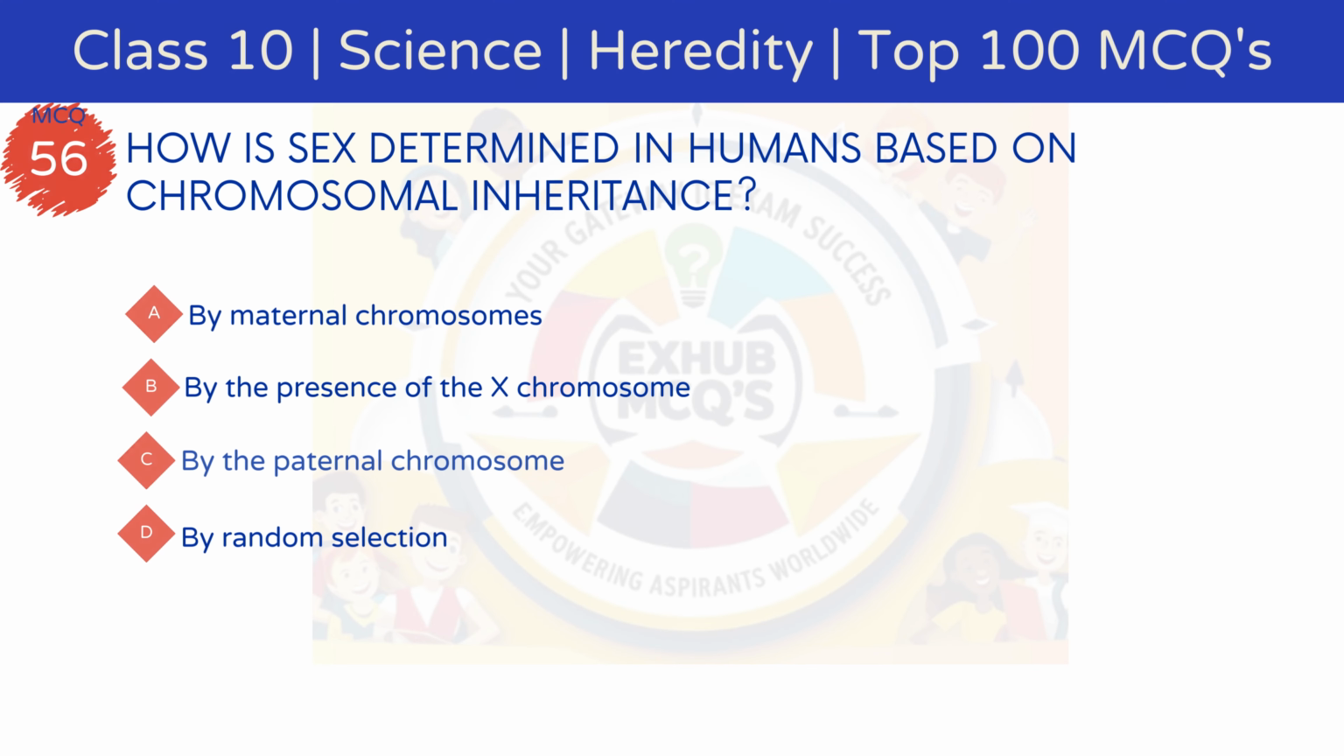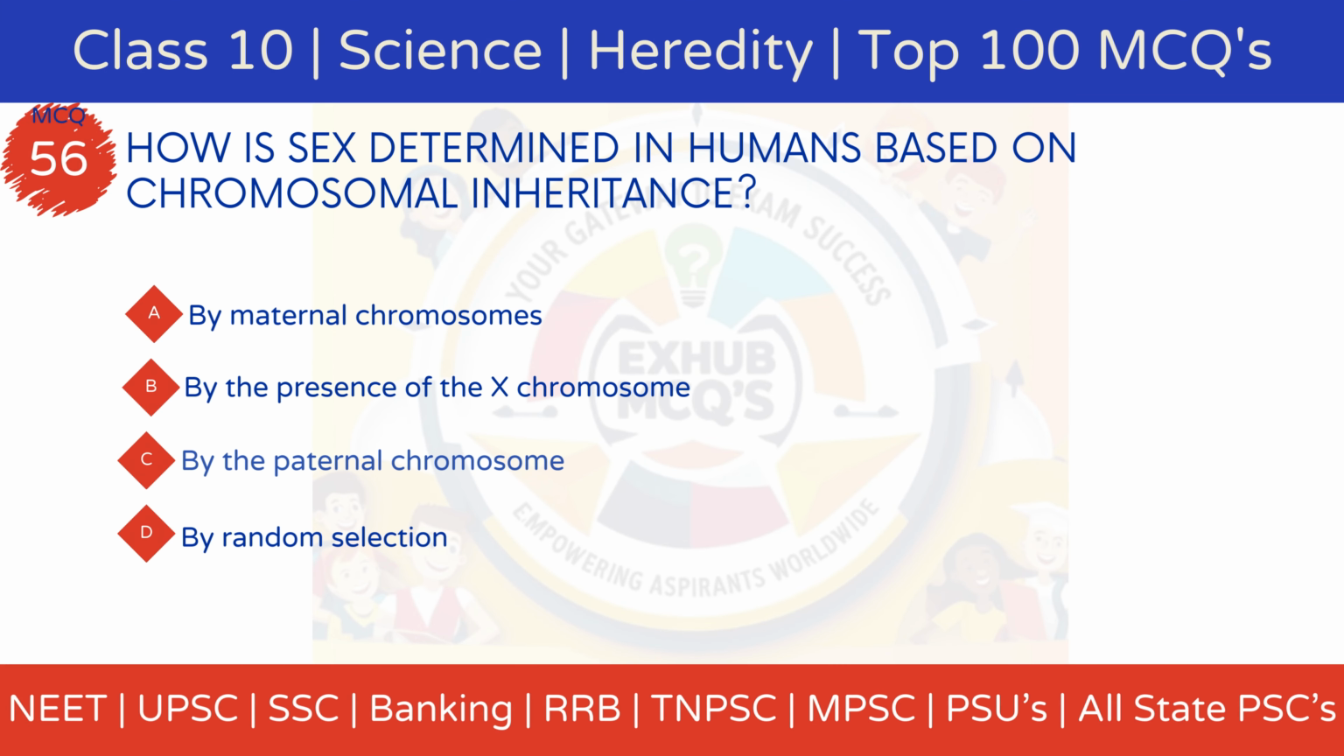MCQ 56. How is sex determined in humans based on chromosomal inheritance? Option A, by maternal chromosomes. Option B, by the presence of the X chromosome. Option C, by the paternal chromosome. Option D, by random selection.